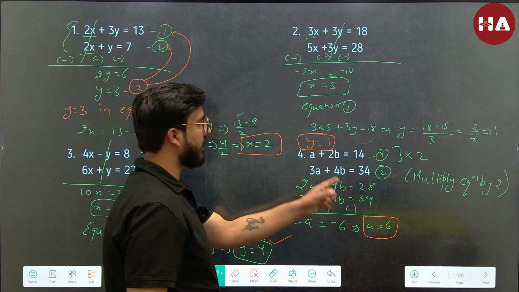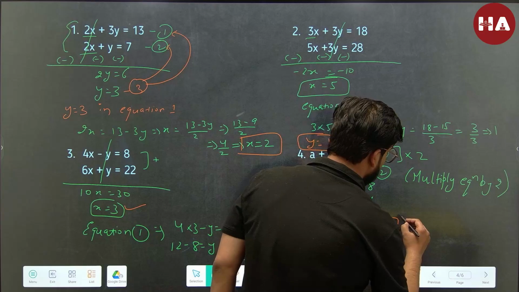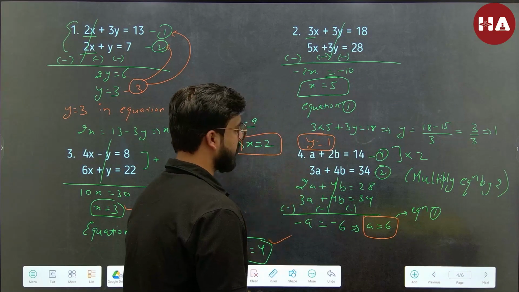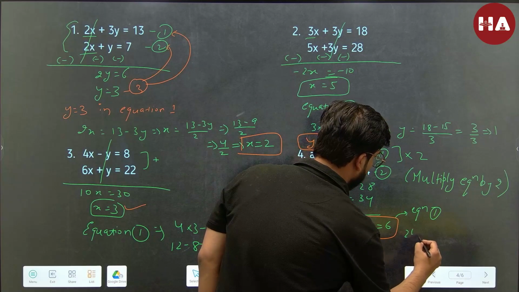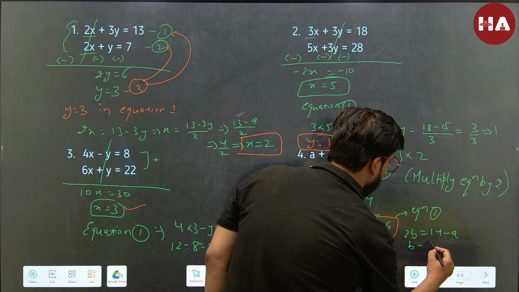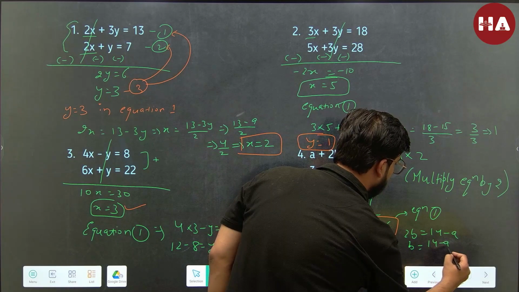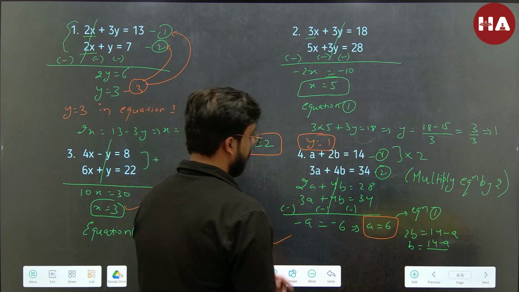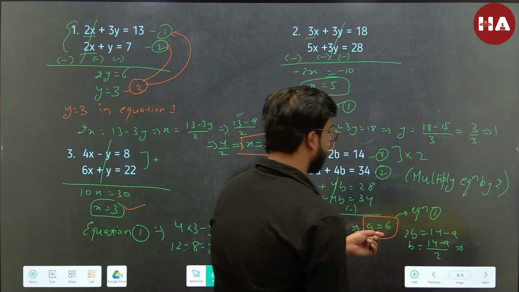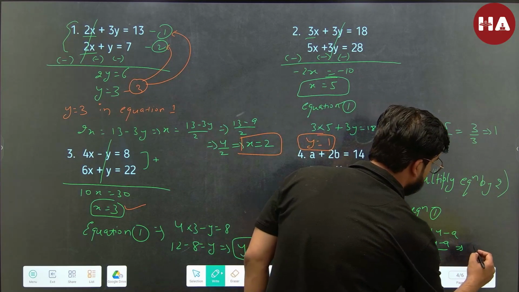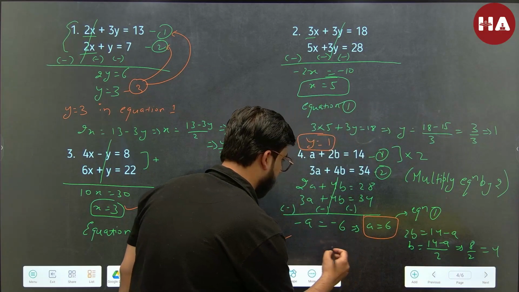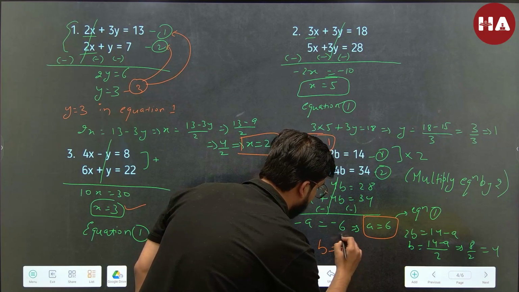Now putting the value in equation 1, so what I'll get students? This will be what? 2b will be equals to 14 minus a, so b will be equals to 14 minus a over 2. So this is what? 14 minus 6 is 8, 8 over 2 is 4. So value for b is coming as to be what, student? It is coming as to be 4.